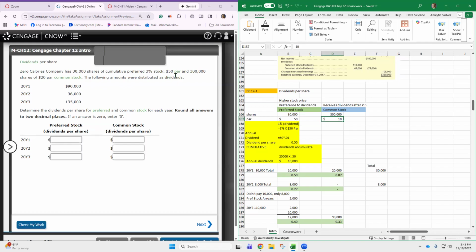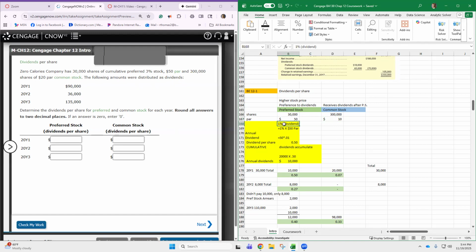When we sold it, its par was $50. I don't know if it sold at par, it doesn't matter. It could sell for more than par, all right? But the 3% part is telling you how much of a dividend they're supposed to get. It's the 3% times the par value of the stock.